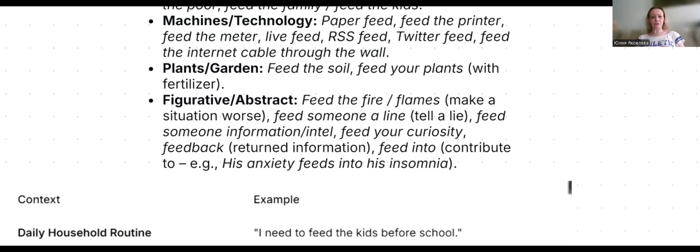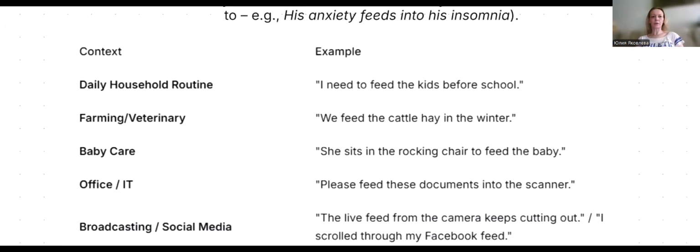Right. Okay, let's look at some situations where our verb can occur, right? So let's imagine the context of daily household routine. I need to feed the kids before school. Okay, that's my routine. I have to do it every day, so I do it regularly. I'm a mom, so I need to give them food, right? So kids usually need to be fed, not literally giving food into their mouths. We just prepare the meals for them, put it on the table, and children can eat.